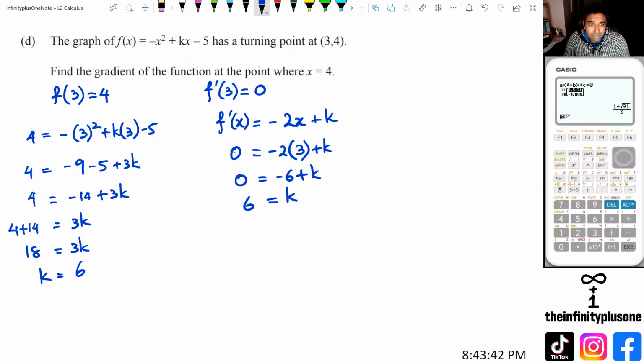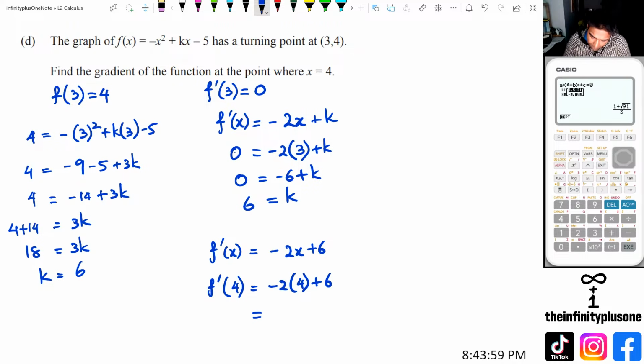Now the question's asking to find the gradient where x equals 4. First off, we know that f dash of x is equal to negative 2x plus 6. So f dash of 4 will be negative 2 times 4 plus 6, which is negative 8 plus 6, which equals negative 2.